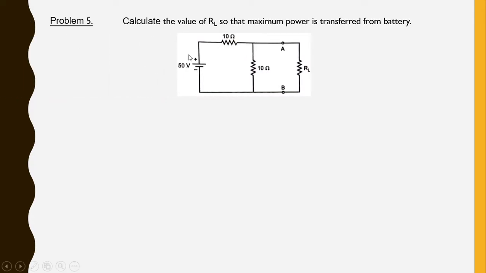The circuit consists of 50 volt source. Two 10 ohm resistors are connected in parallel, both are 10 ohm resistors. Load resistor connected between terminals A and B.